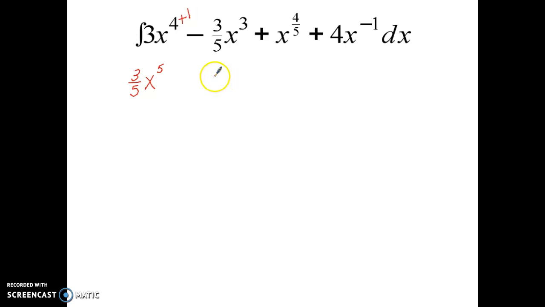I'm going to continue that. My next one would be x to the 4th. If I take my negative 3/5 divided by 4, I would have negative 3 over 20.